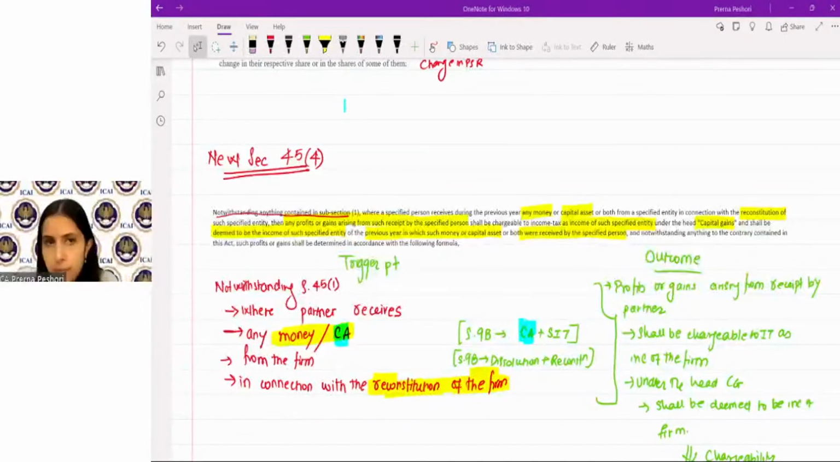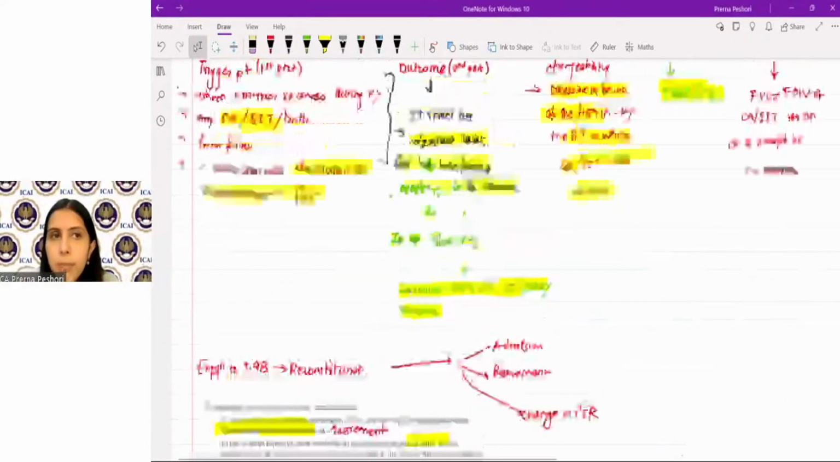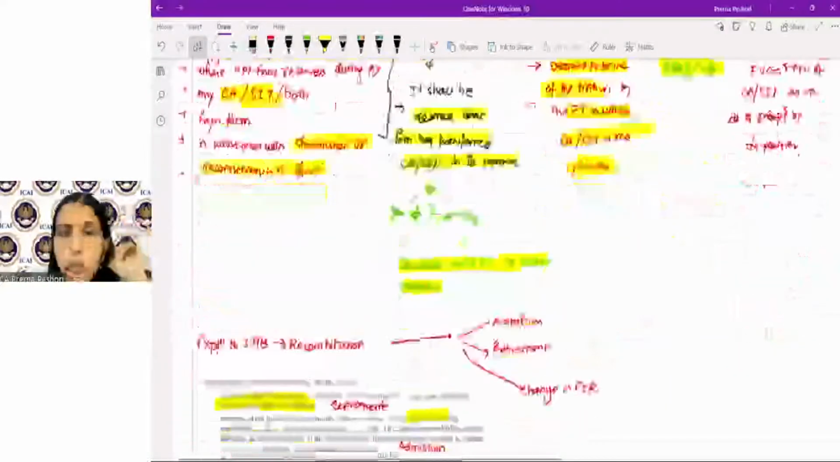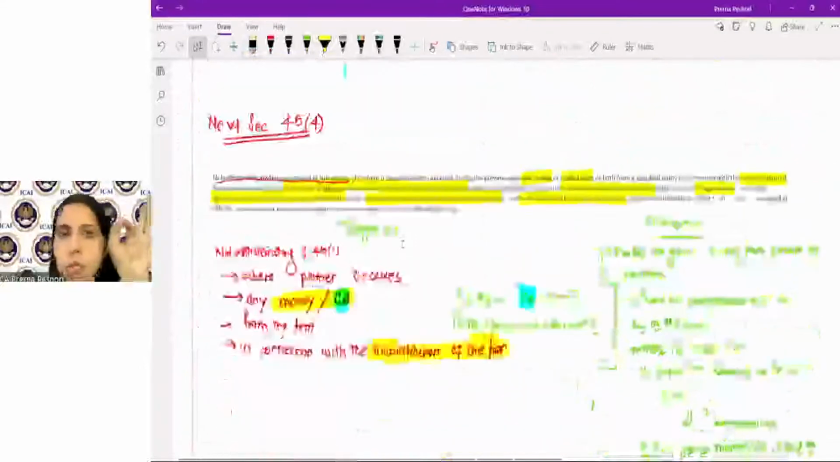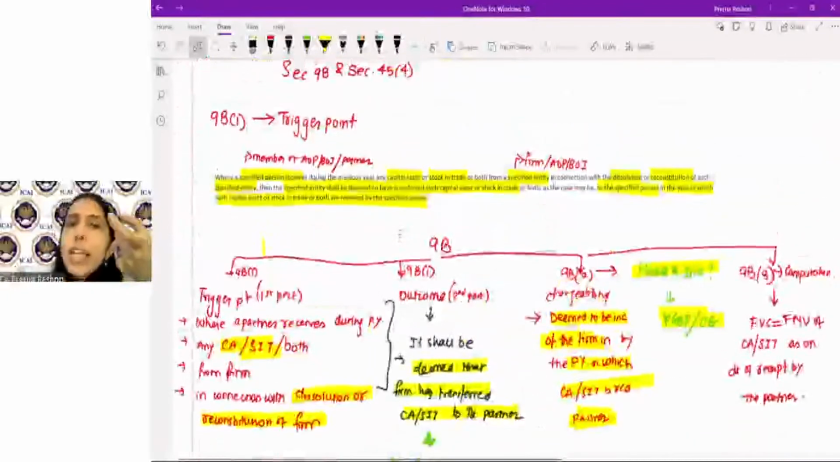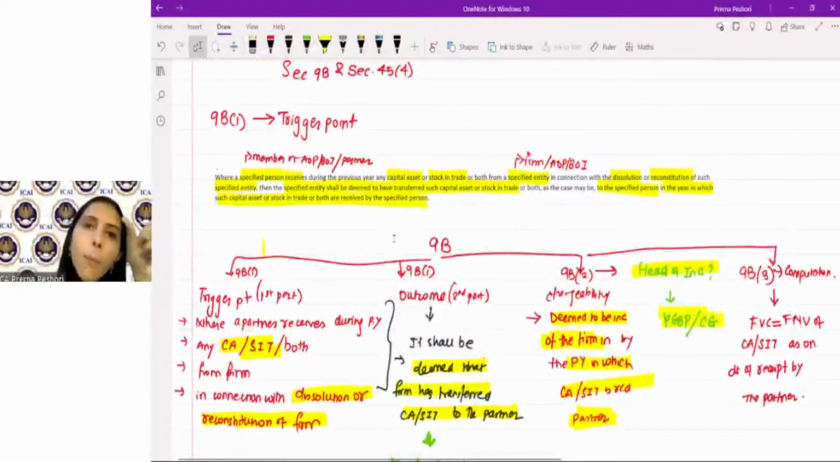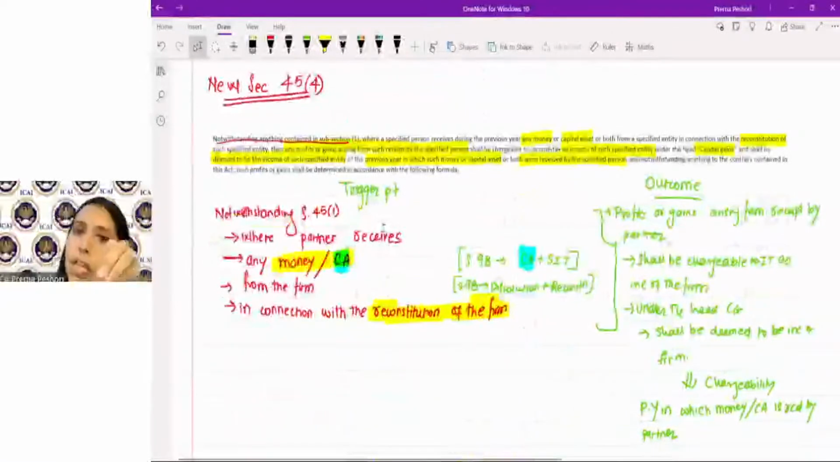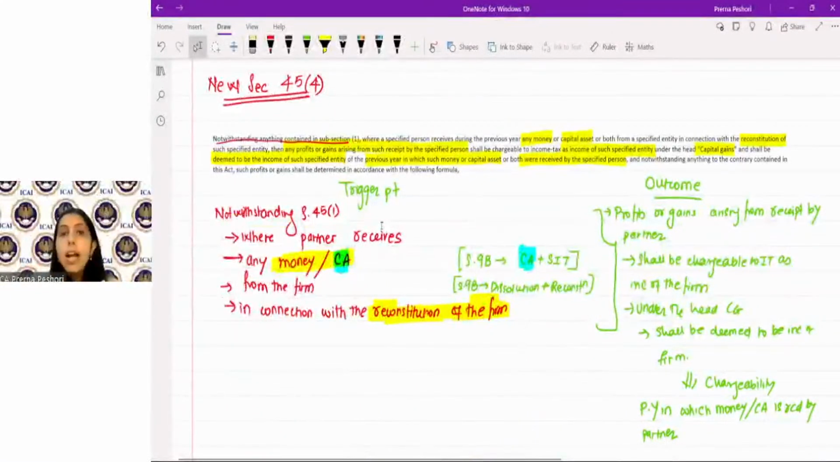Let's go back to 9B and see what it says. Where a partner receives during the previous year. Here also 45.4 says what? Where a partner receives during the previous year. Fair enough. Same. 9B says any capital asset or stock in trade or both. 45.4 is saying where a partner is receiving any money or capital asset. So we have identified the distinction that 9B is covering stock in trade and 45.4 is covering money additionally. Capital asset remains the same.